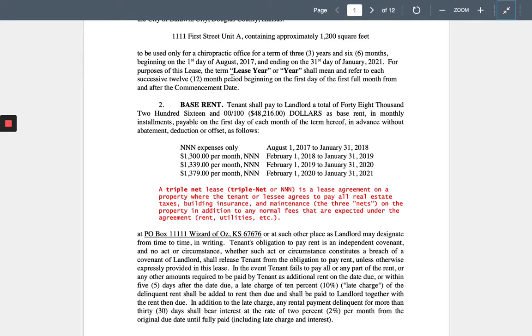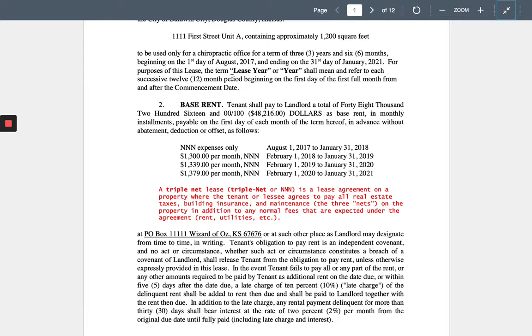Okay? In this case, they are charging a base rent, and this is very, very common. So we're going to get into what goes on top of base, but the tenant shall pay to landlord a total of $48,216 as base rent in monthly installments payable on the first day of each month of the term hereof in advance without abatement, deduction, or offset as follows. So that's the total amount, that $48,000 and some change that you will pay over that entire period.